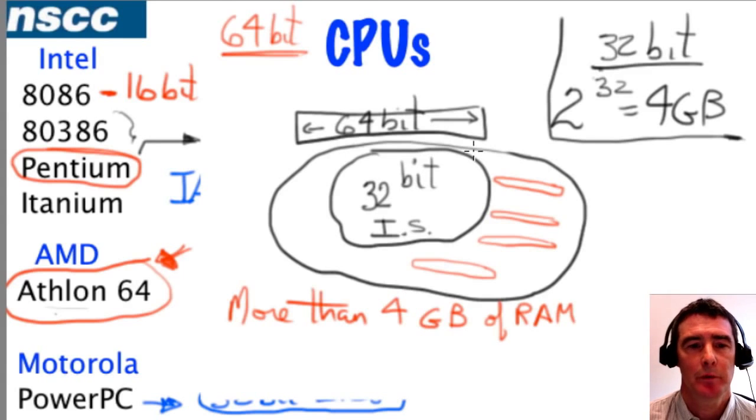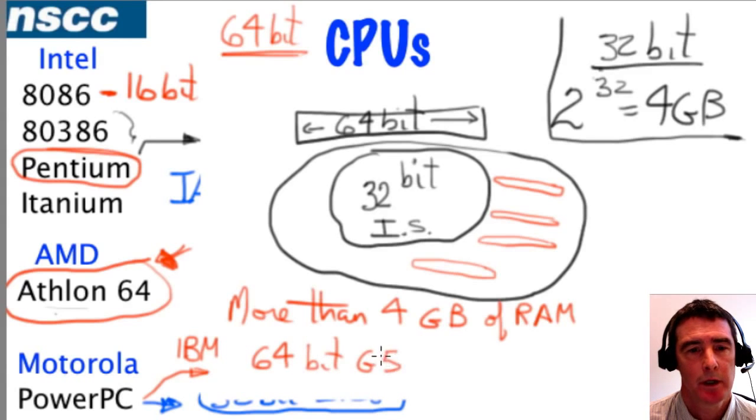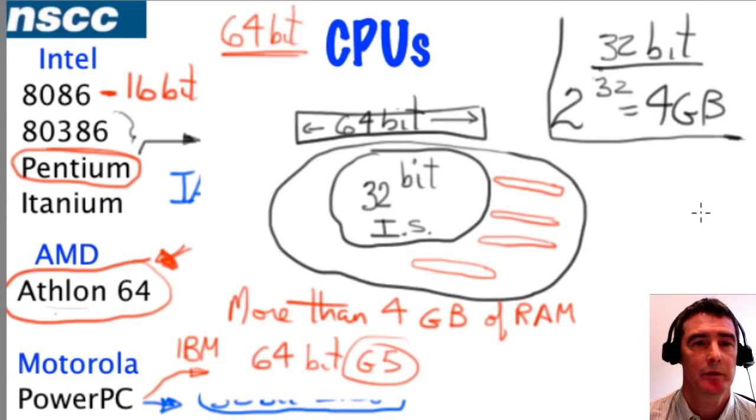The PowerPC, Motorola, actually IBM came out with a version of the PowerPC that was 64-bit called the G5. All of these were different. That is, the G5 from IBM had its own instruction set which is not compatible to the Itanium, and the Itanium is different yet than Intel's architecture.